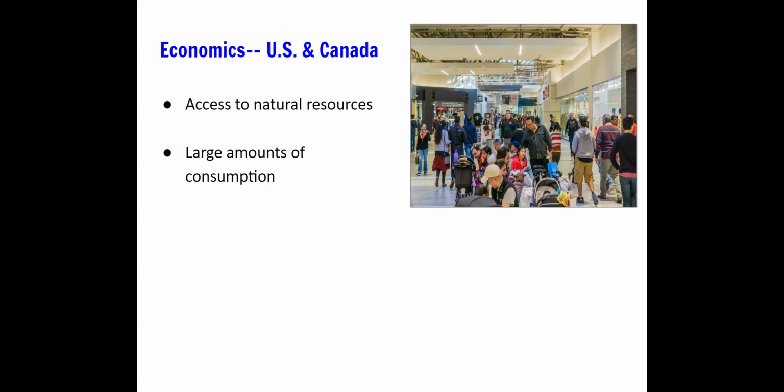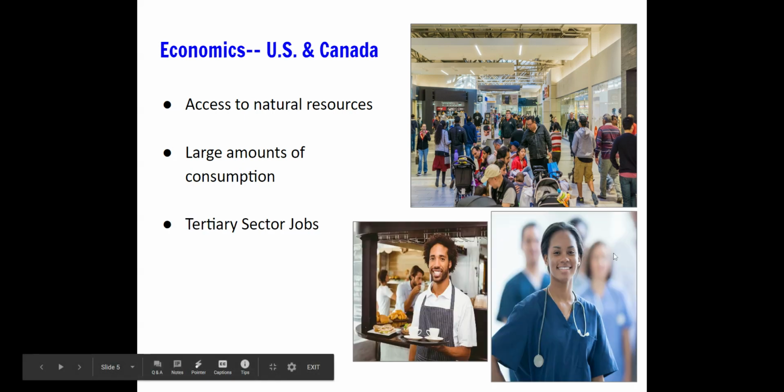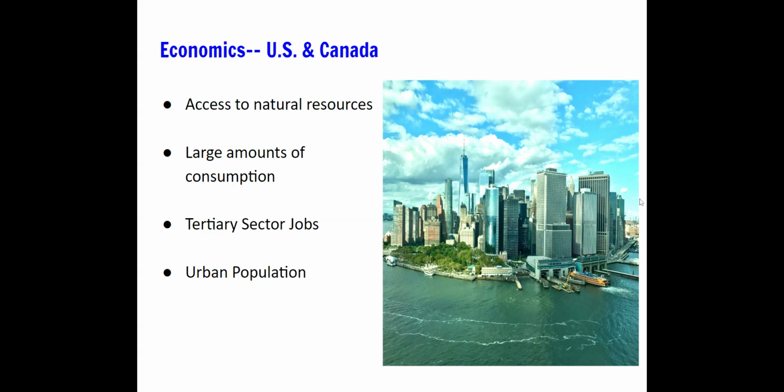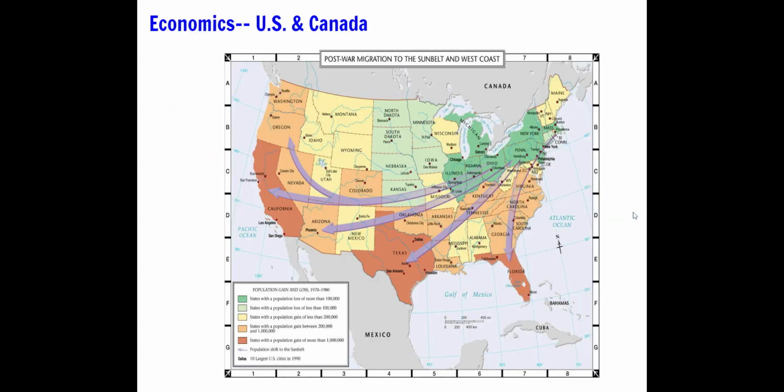In the United States and Canada, there's a lot of consumption. People have a decent amount of money, and so they buy lots and lots of stuff, like at this mall here. And there are a lot of what we call tertiary sector jobs. A tertiary sector job is a service job. It can be anything from a low-paying job like a waiter to a high-paying job like a doctor. It's anybody who helps other people to make their money. And most people in the United States and Canada live in cities or urban areas like New York City, which you see pictured here.